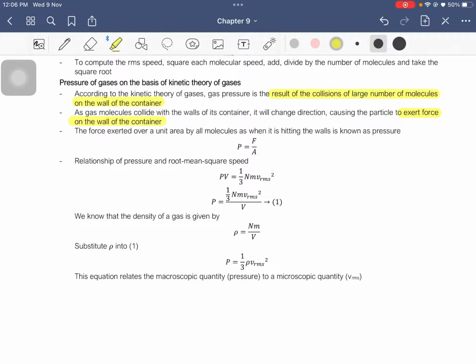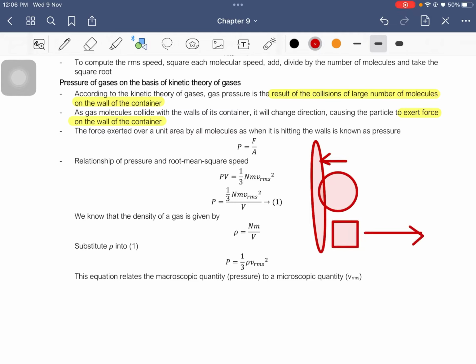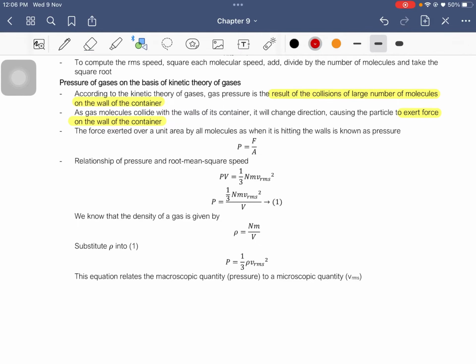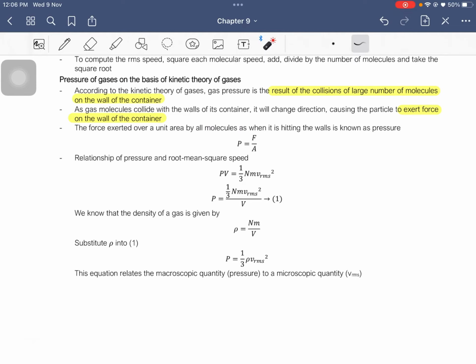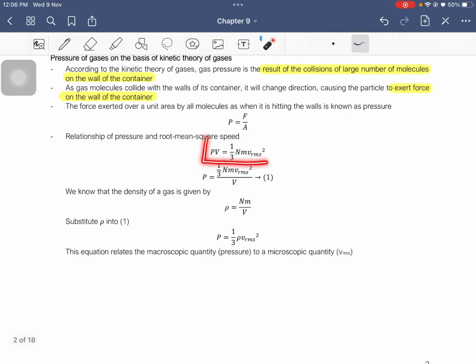So this is on chapter 3. Kalau objek tu langgar macam ni, instead of dia terus pergi kanan, dia akan bergerak pergi kiri. So there is a force happening between the wall and the object, ataupun sekarang ni kita consider pasal atom. So the force exerted over a unit area by all the molecules is known as pressure. So pressure is equal to force over area. So what is the relationship of this pressure with the root mean square speed? It is this one here. Okay, so this is the relationship.